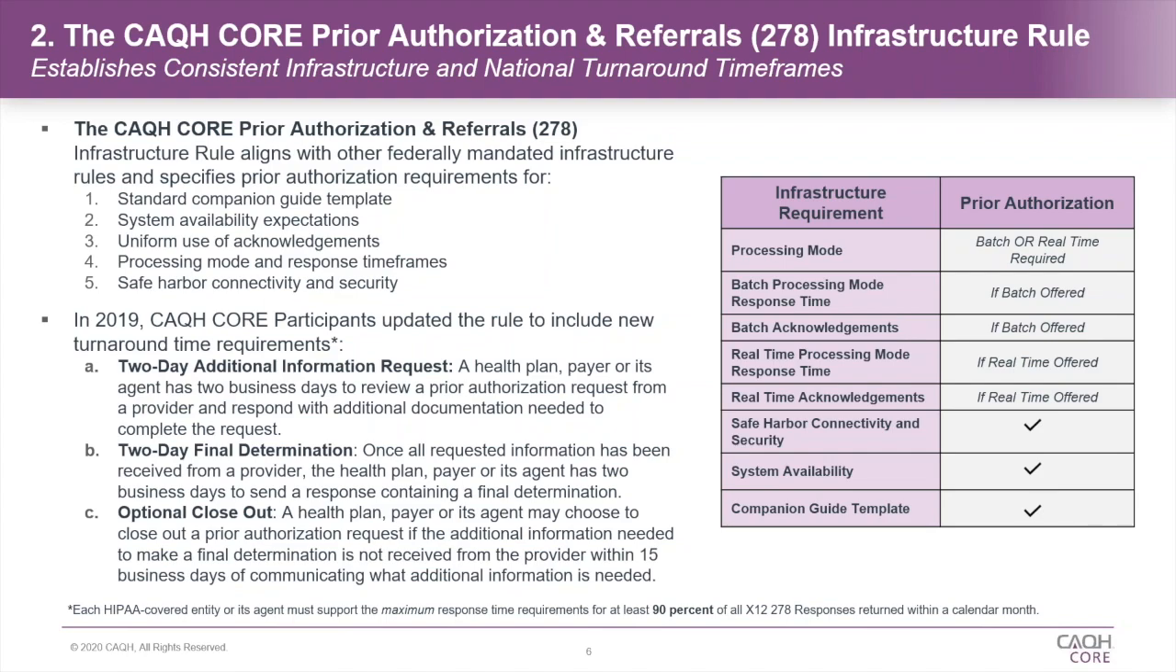In 2019, CAQH CORE participants updated the rule to include 3 new response time requirements, encouraging progressive system enhancements to further advance the prior authorization process along the automation spectrum. So for those of you familiar with other CAQH CORE operating rules, each transaction set has an infrastructure rule, and this is how it applies to the 278.